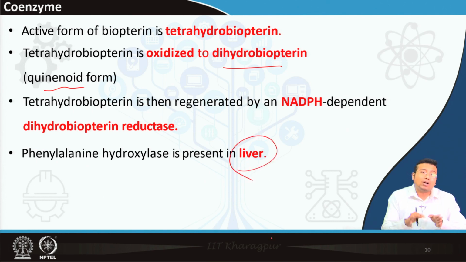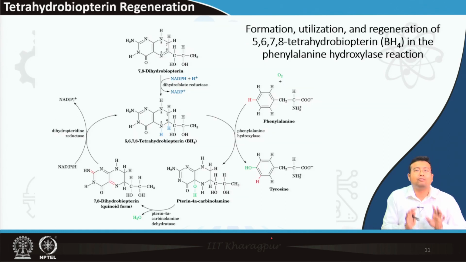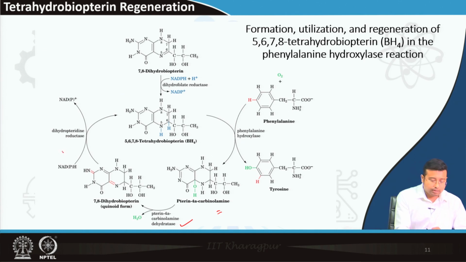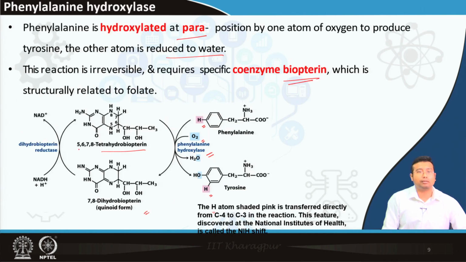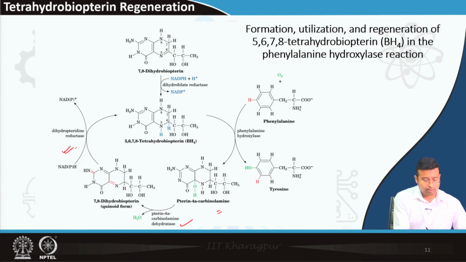There is also another intermediate, if we really want to learn in detail: a carbinolamine derivative is also formed. So in reality, in order to regenerate tetrahydrobiopterin, two enzymes play a role. One is carbinolamine dehydratase and one is dihydropteridine reductase. Mind it, dihydropteridine reductase is often termed dihydrobiopterin reductase. It goes hand in hand, more or less the same thing.